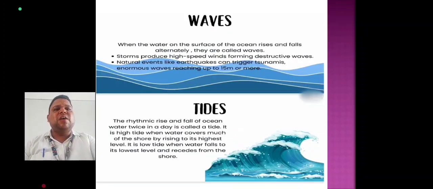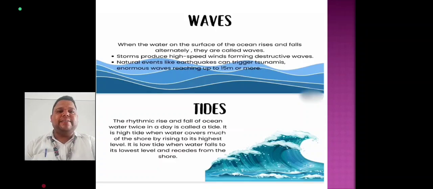Now, waves. When the water on the ocean's surface rises and falls alternately, they are called waves. Storms produce high speed winds forming destructive waves, and natural events like earthquakes can trigger tsunamis, enormous waves reaching up to 15 meters or more.